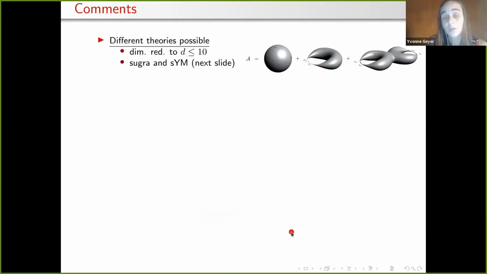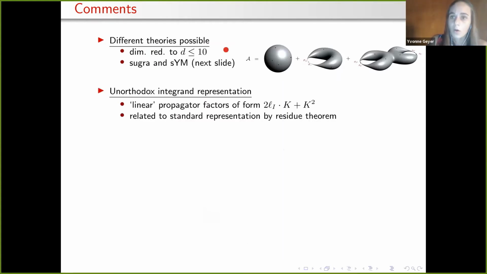Now, just a few comments, and I'll be brief here. First of all, this is really useful because it allows us now to interpret these formulas in dimensional reduction for d smaller or equal than 10. And we'll also see on the next slide that this allows us to write down super Yang-Mills formulas as well as supergravity.